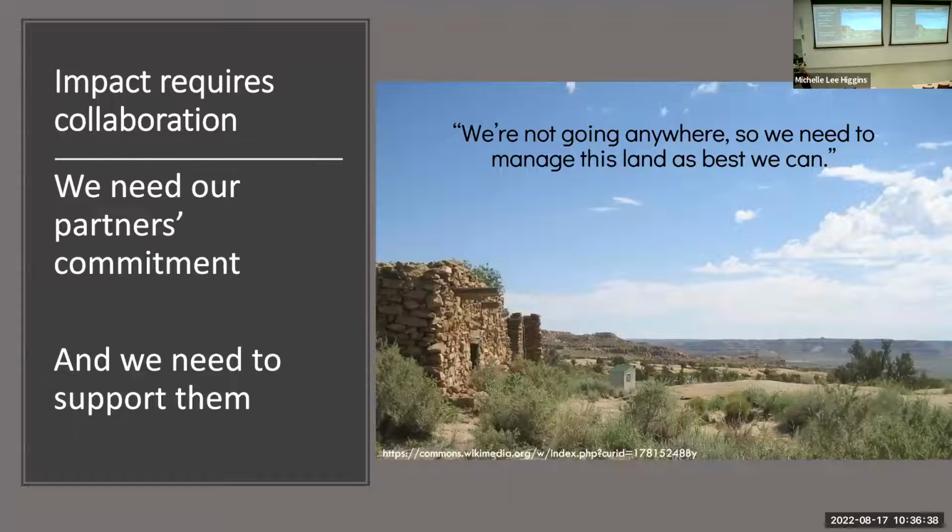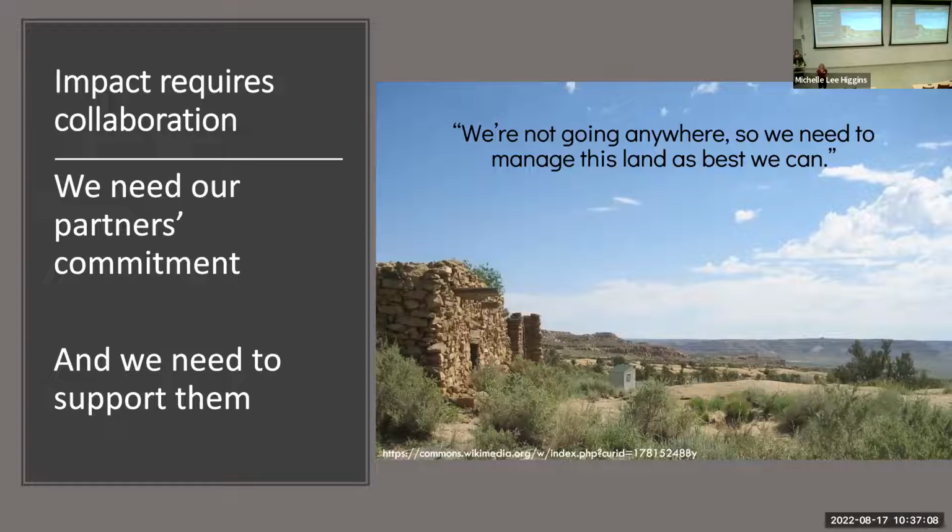Okay, we need our partners' commitment. I work a lot in climate change, so what I am exposed to a lot is communities who love where they live and are dedicated to it. Those are people who are going to continue to work on adaptation, on whatever it takes to keep their communities safe and healthy in a changing climate. If we want to have impact in the world, we need that level of commitment.